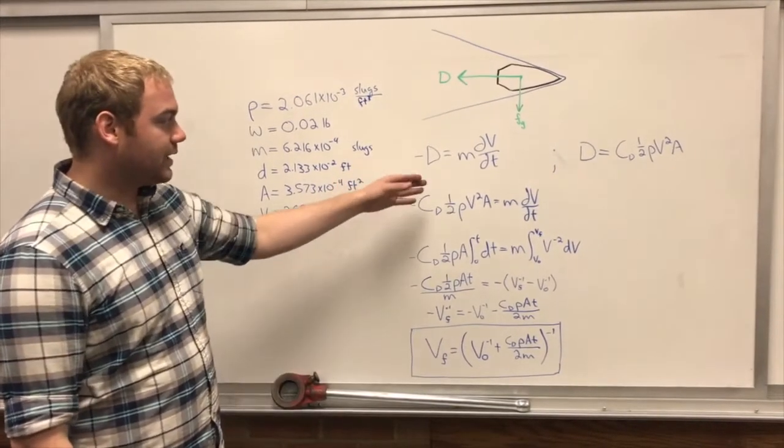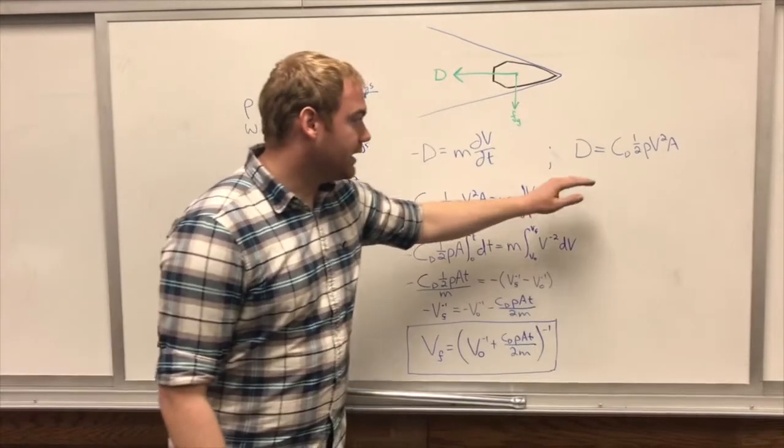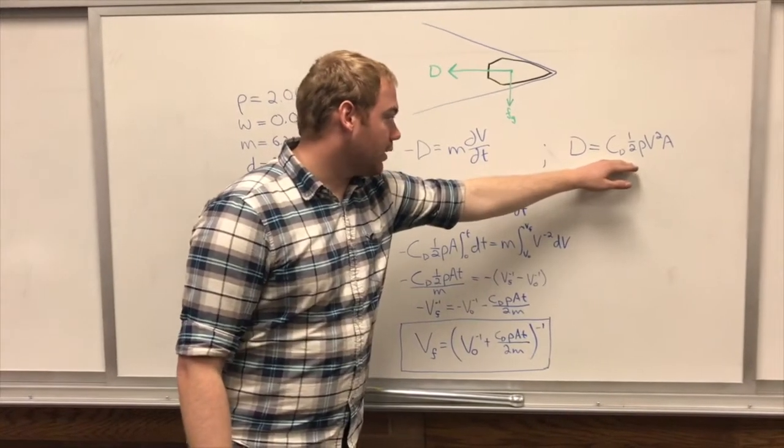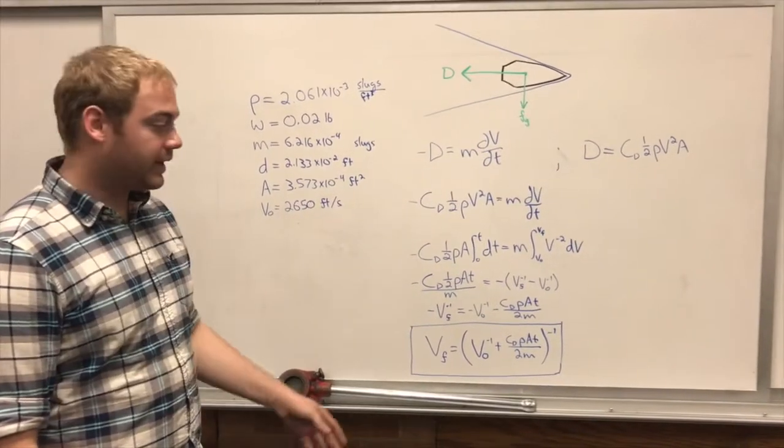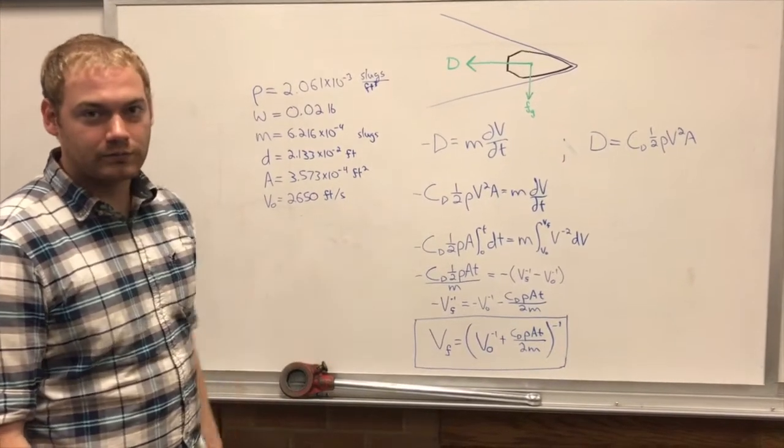So drag is just mass times acceleration. We know what our drag is equal to in terms of our drag coefficient, and through the derivation we can come to this equation for our final velocity. The only thing we need now is an actual time, so let's go shooting.